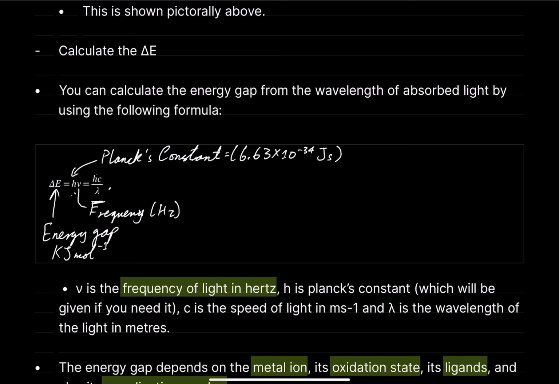So h, again, is just Planck's constant. c is the speed of light. Now, you don't need to know the physics constant for the speed of light, because I think in AQA physics they use the more accurate one, which is 2.997 times 10 to the power of 8 meters per second. But all you need to know is the AQA chemistry standard for the speed of light, which is rounded to 3.00.